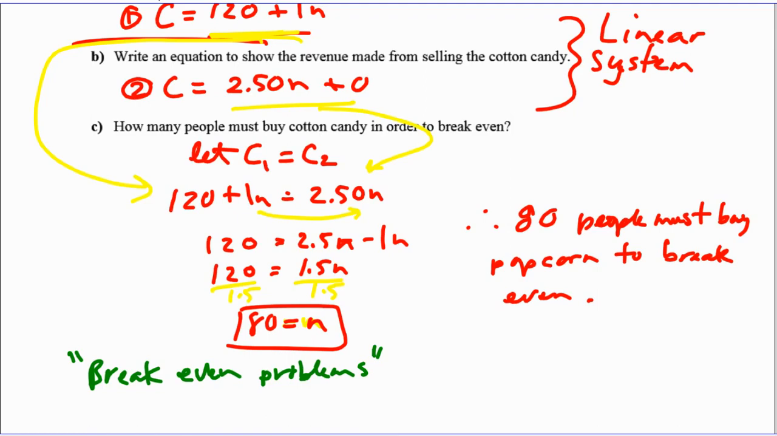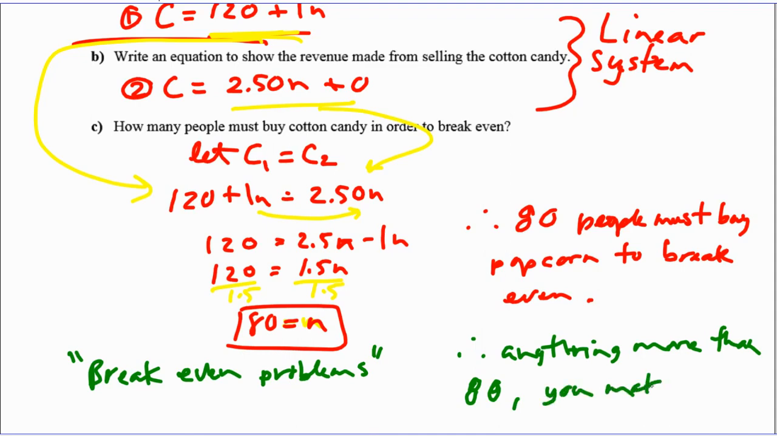I also like to say anything more than 80, you make money, you earn. So if student council wants to just break even, that's usually not the case. They're usually trying to do fundraising. They break even at 80, but if they sell 100 or 200 bags of cotton candy, then they can make a good fundraiser. So there's 2 examples of word problems from our substitution lesson.